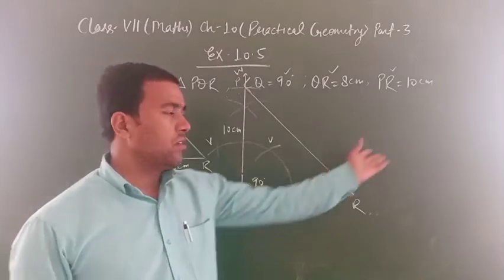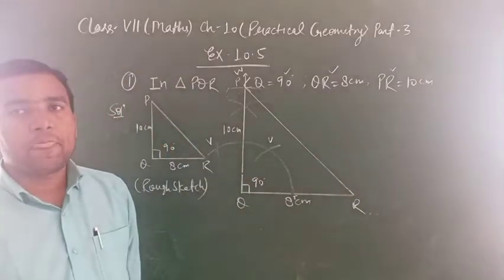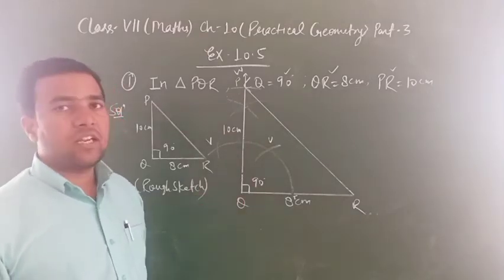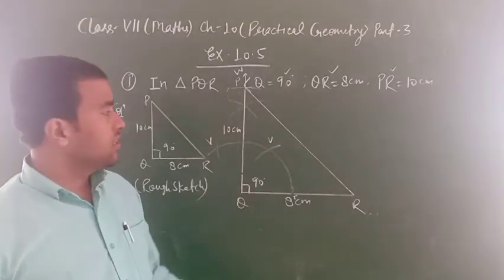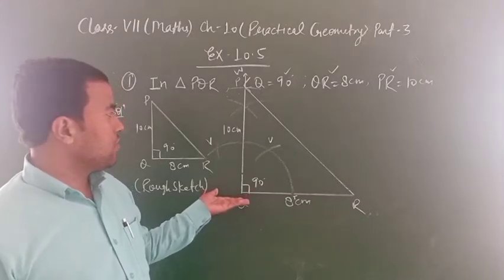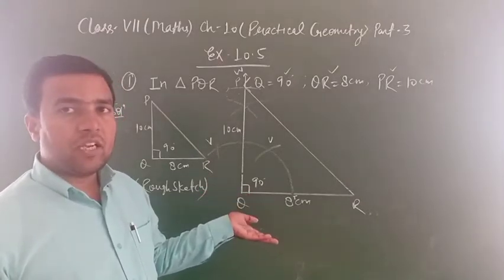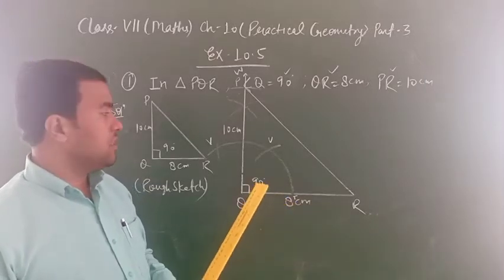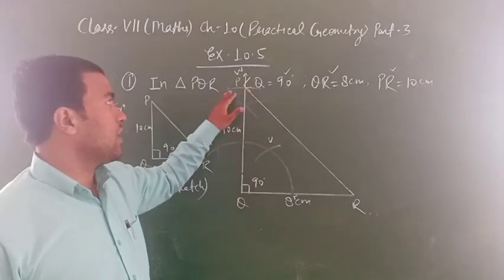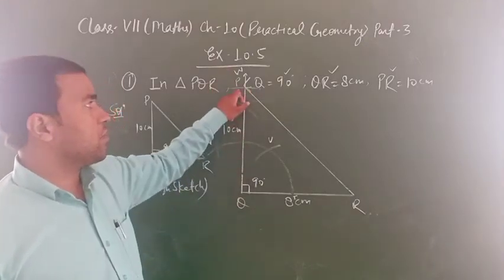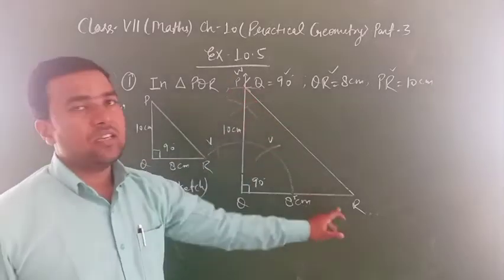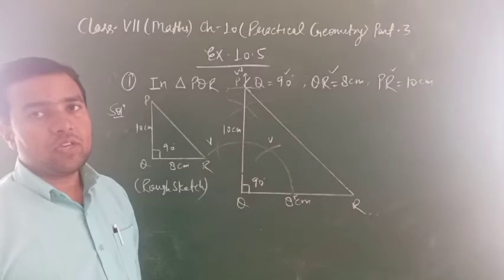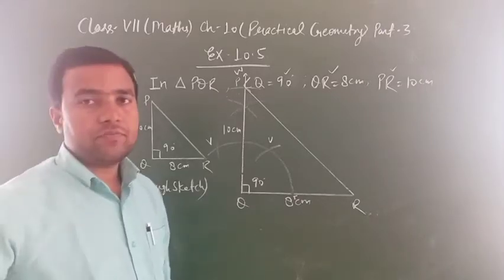Draw a line segment QR 8 centimeter with Q as a center and construct angle 90 degree. After that, with the help of scale, we have taken radius from compass 10 centimeter, and from R we will cut on ray QW. That cut point is P. Join PR. The required triangle PQR is. Okay? Note down.